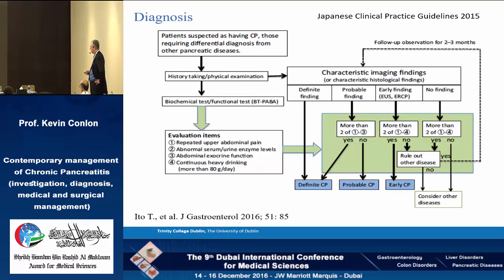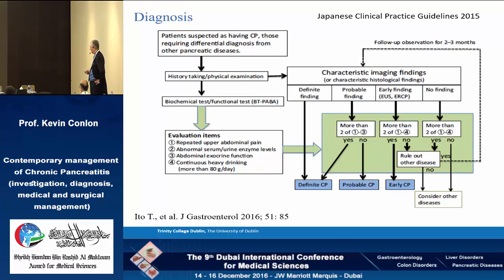They have recurrent abdominal pain, they have abnormal enzyme levels, they have abnormal exocrine function, or they're continuing to drink. If you've got two of the four, you're definite. If it's fewer than two, you can go between definite, probable, and early CP.